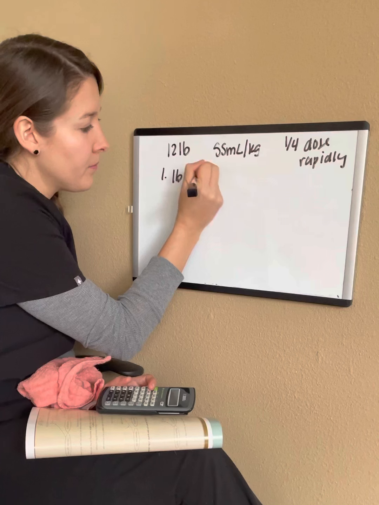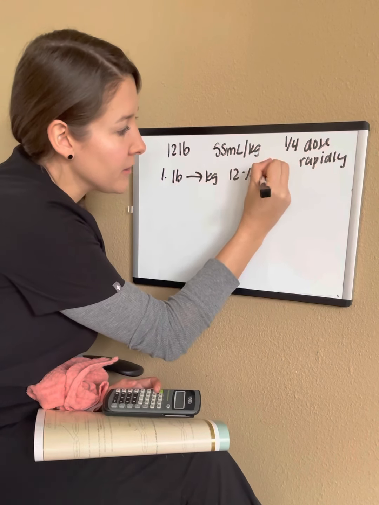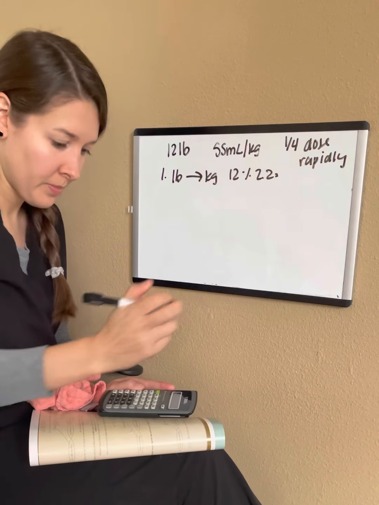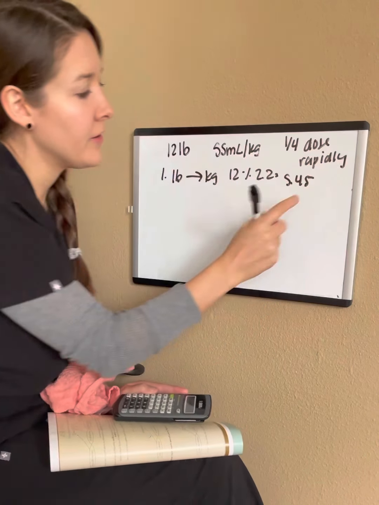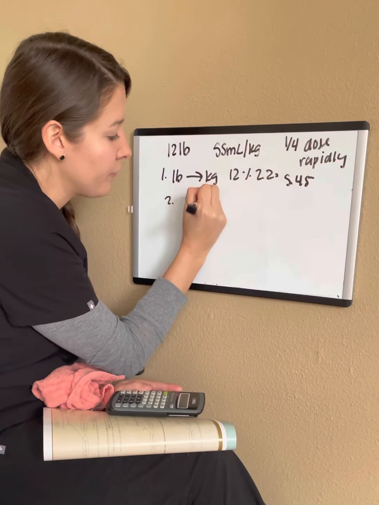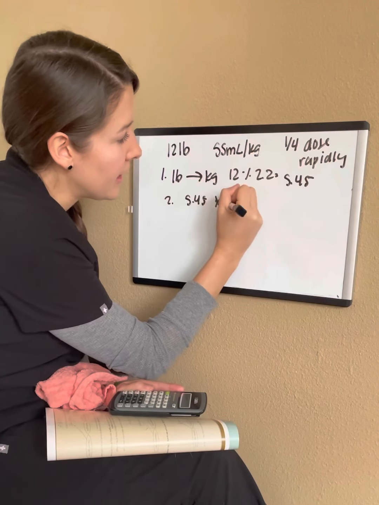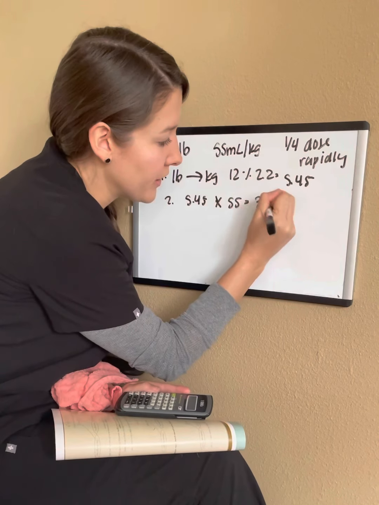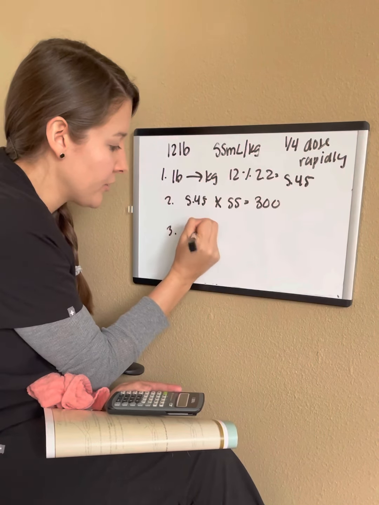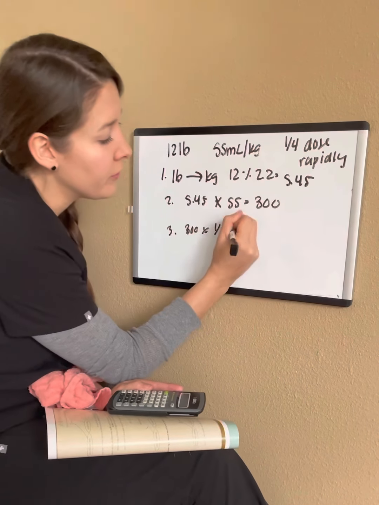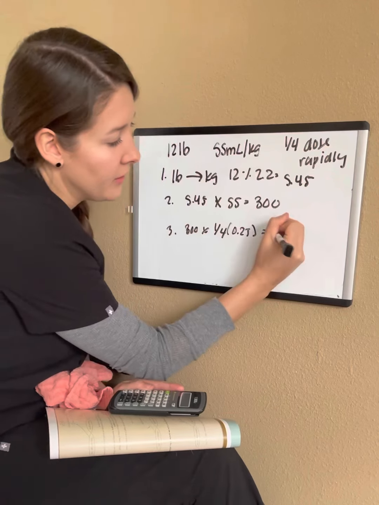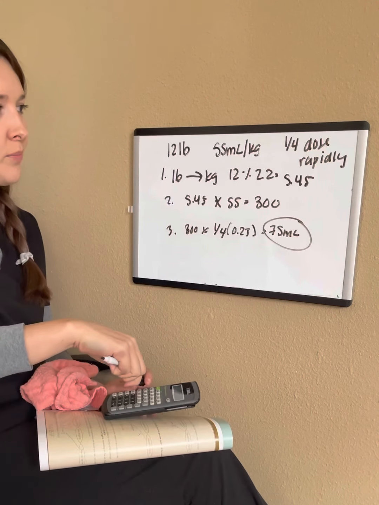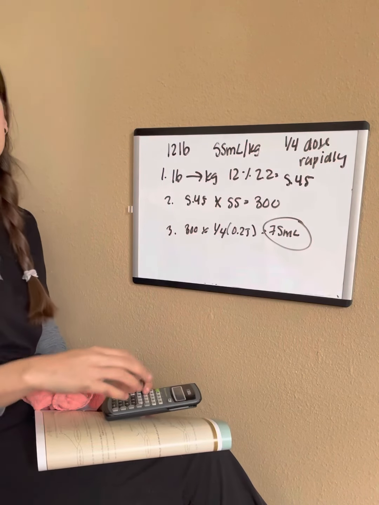So the other way, pound to kg, so 12 divided by 2.2. It's going to be 5.45. I'm going to do 5.45 times 55. It's going to get me 300. And then I have to do 300 times 1/4 or 0.25. And again, that's going to be 75 mils. Okay? So both will give you the same answer. It's just whatever way you want to do it.